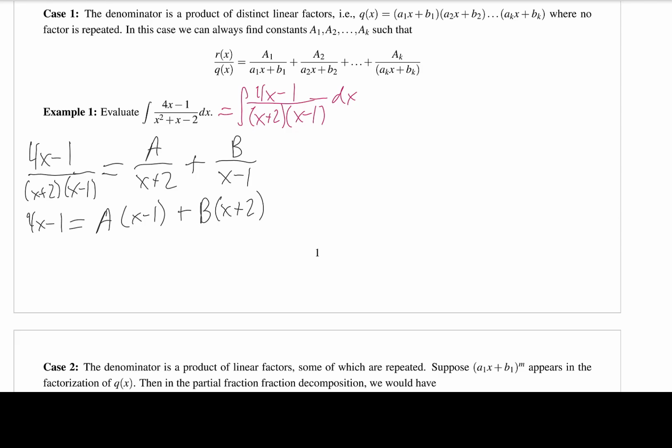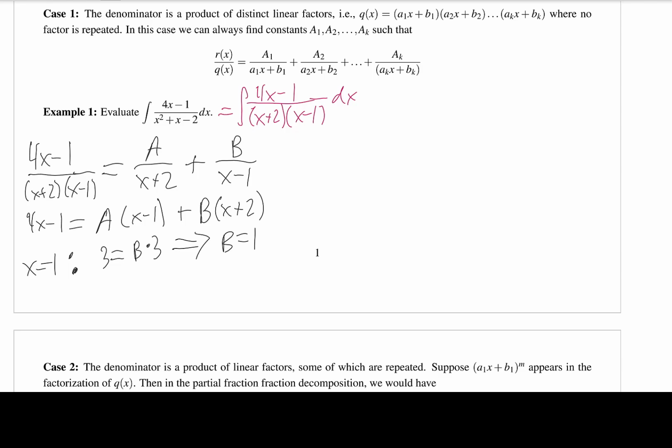One way is that we just plug in values that make these terms equal to 0. If I do x = 1, I plug in 1 on the left-hand side. That gives me 4 - 1, which is 3, equal to A times 0, so that's 0, plus B times (1 + 2), which is 3B. And so in order for this to be true, B must be equal to 1.